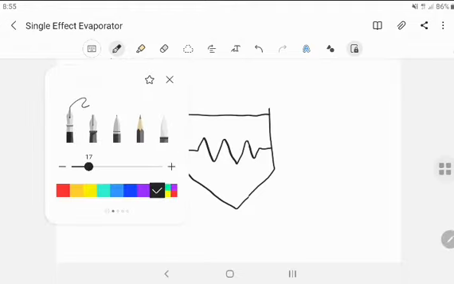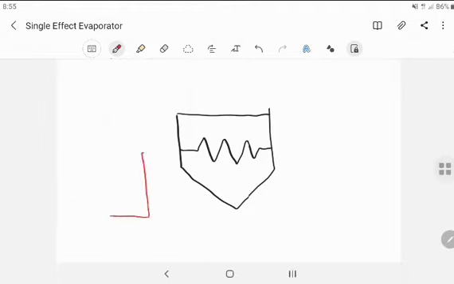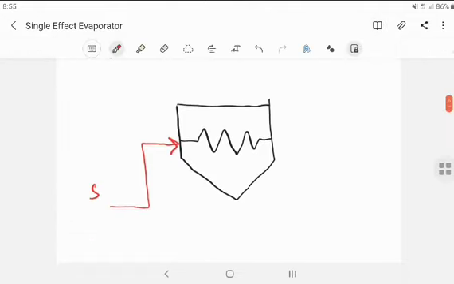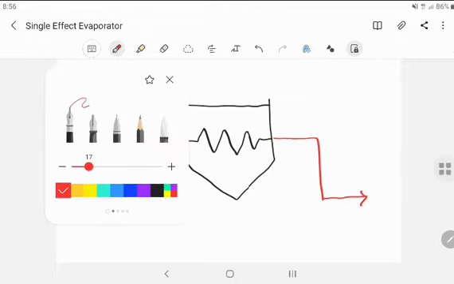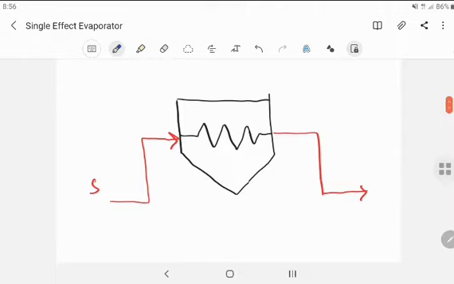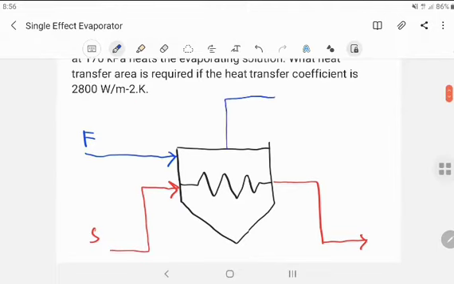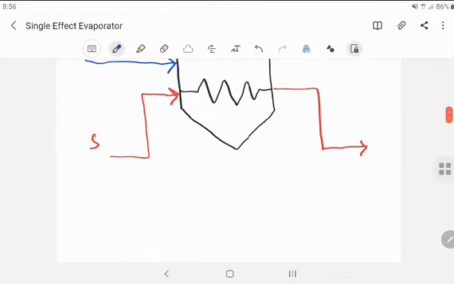And this one will have a line of steam, and then this one is the outlet of the steam, and we have the feed itself. Maybe in here, this one is the feed. At the top we have the vapor, and at the bottom we have the liquid exit the evaporator.